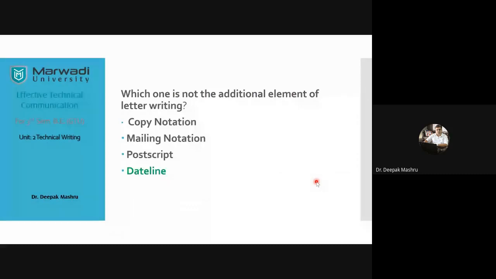Which one is not an additional element of letter writing? Copy notation, deadline. Deadline is the one that is not.